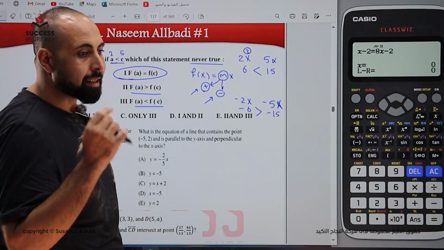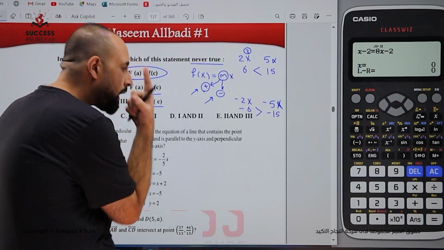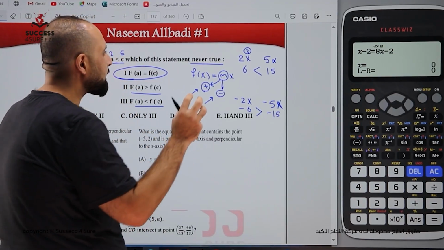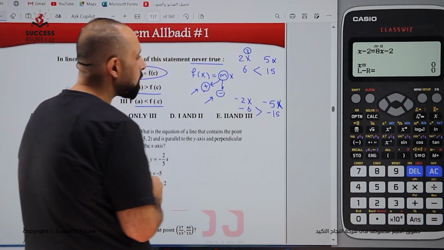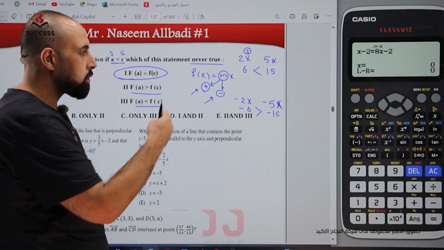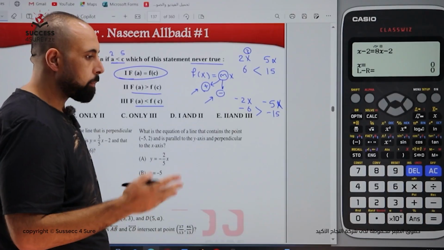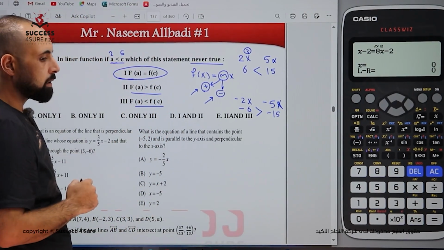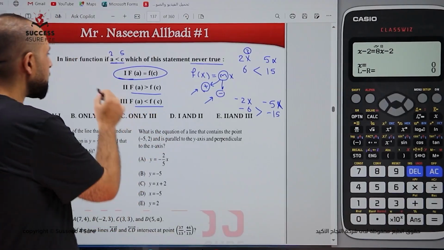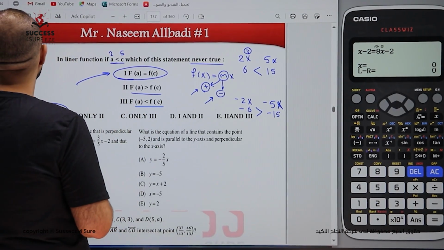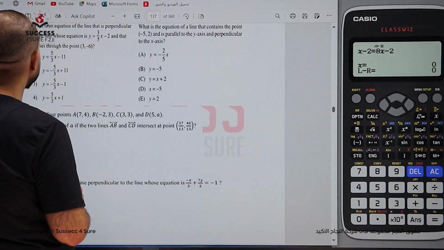Why? It comes out equal in just one case: if x equals 0 without a y-intercept, because 0 times anything is 0. But the question says A is less than C, so it will never be equal. Only one. Let me go to the next question.